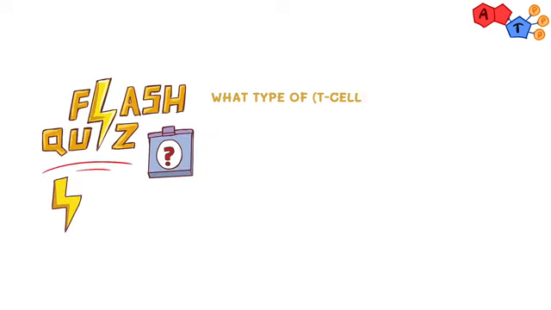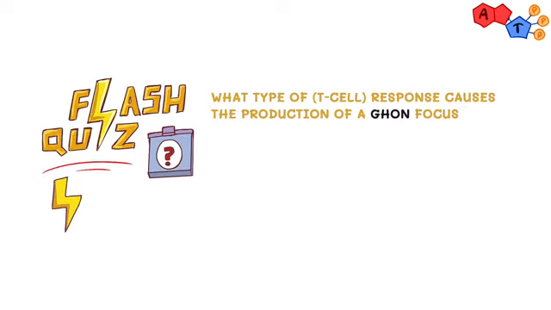Now, time for another flash quiz. What type of response causes the production of gamma interferon? That's correct, Th1 response.